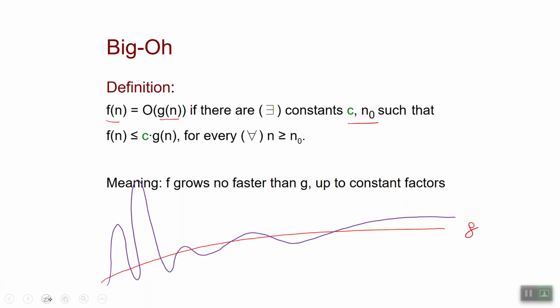Now, we claim that f is big O of g of n, and that's because if you look at the function 2 times g, then indeed it is true that f is always less than 2 times g, wherever n is bigger than some initial n sub 0, which we can take to be this value here. This can be n sub 0, and in this example, c would be 2.